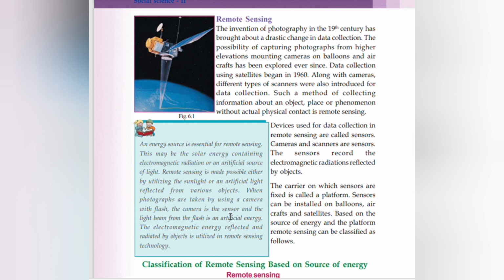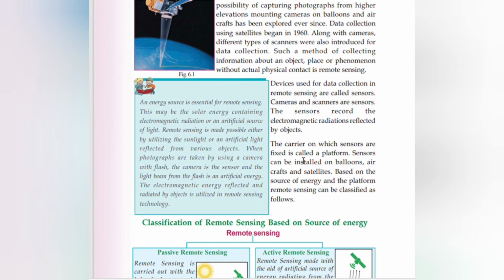Electromagnetic energy reflected and radiated by objects is utilized in remote sensing technology. Devices used for data collection in remote sensing are called sensors. Cameras and scanners are sensors. The sensors record the electromagnetic radiation reflected by objects. The carrier on which the sensor is fixed is called a platform. Sensors can be installed on balloons, aircraft, or satellites.